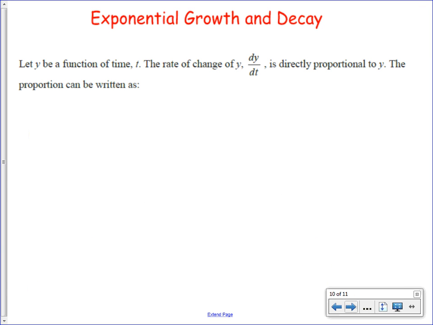All right, and then our last application is exponential growth and decay. So remember, anytime you read something like this, let y be a function of time t, the rate of change of y is directly proportional to y. So remember, in that case, we're saying that dy over dt is equal to k times y. And if we solve that using separation of variables, I'm not going to take you all the way through that, you end up with an exponential function, y equals c times e to the kt.